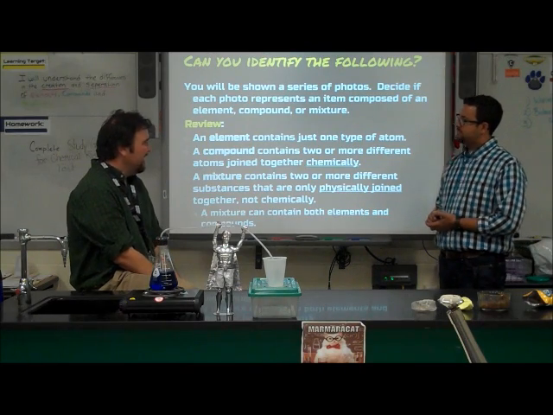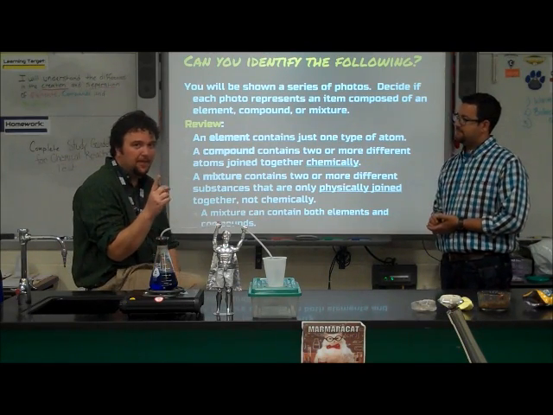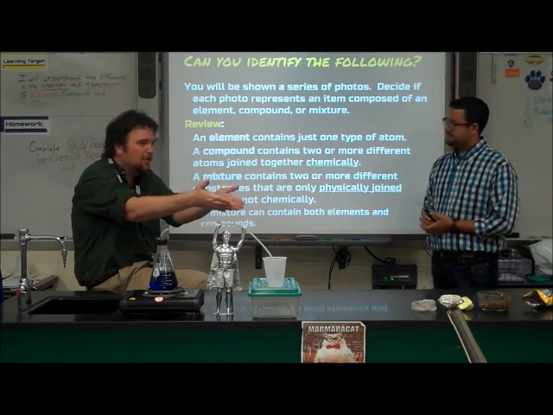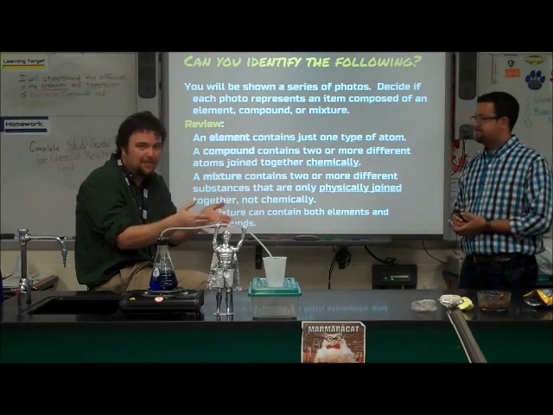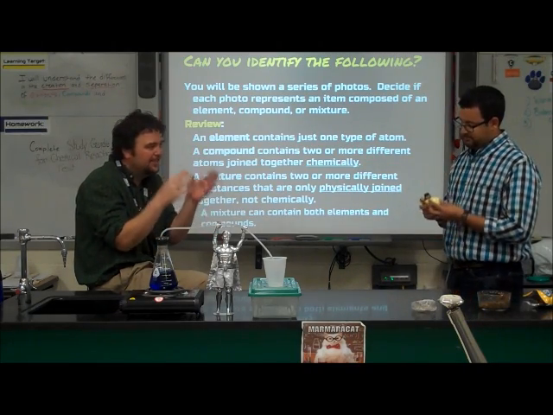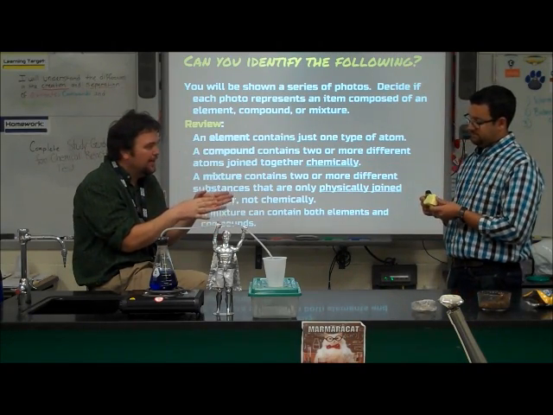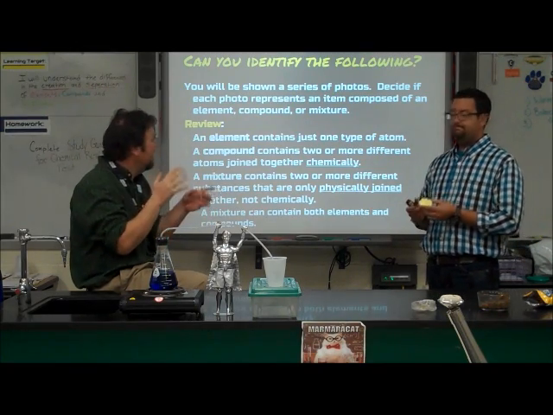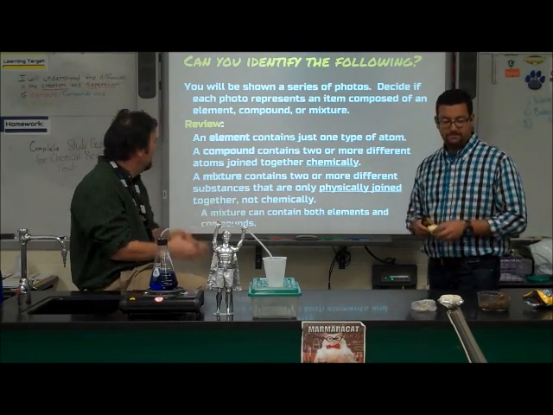An element contains just one type of atom. If we're talking about gold, it is just gold atoms. If we're talking about sulfur, it's just sulfur atoms. It's not a combination of different things. It's just one simple atom from the periodic table. If you don't see it on the periodic table, it is not an element. Which just makes sense, right?